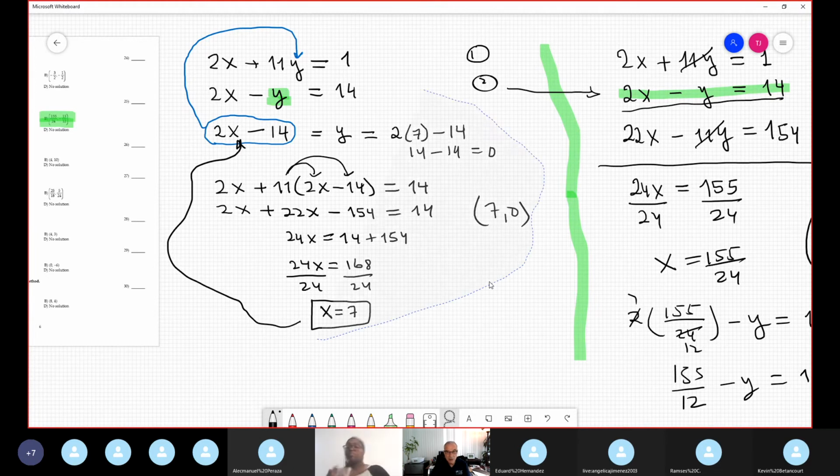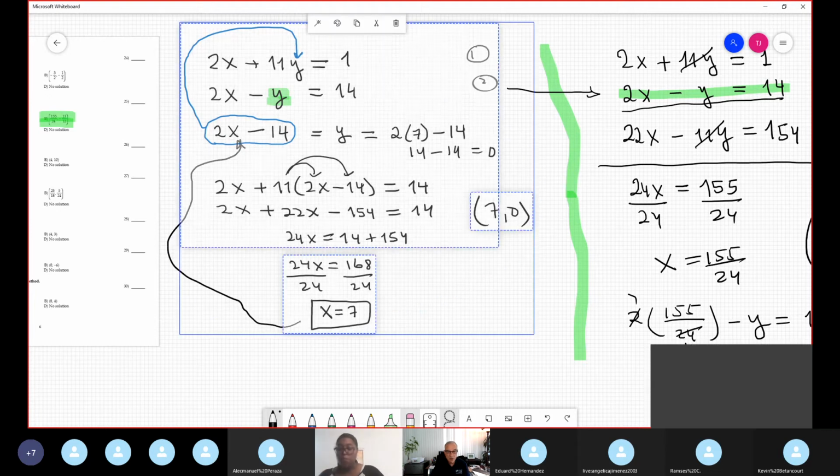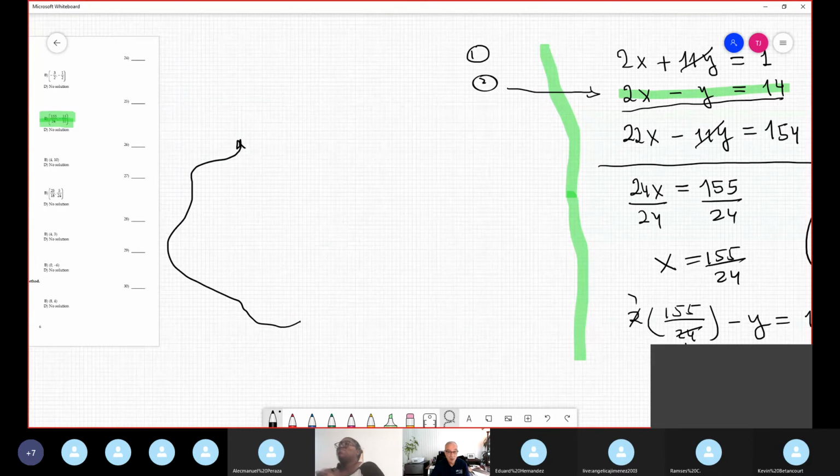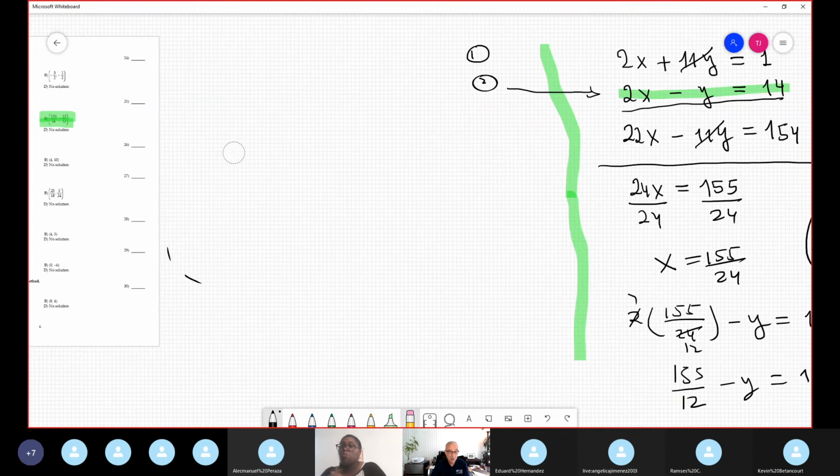Sometimes it's hard to see the mistake. However, when you redo it again, you fix it. You typed 14. It's not 14. Let me see. It's not 14. What is that? All right. I copy the problem again. Maybe I copied it wrong. This is 2x plus 11y equal 1 and 2x minus y equal 14. Did I copy correct or did I copy wrong?